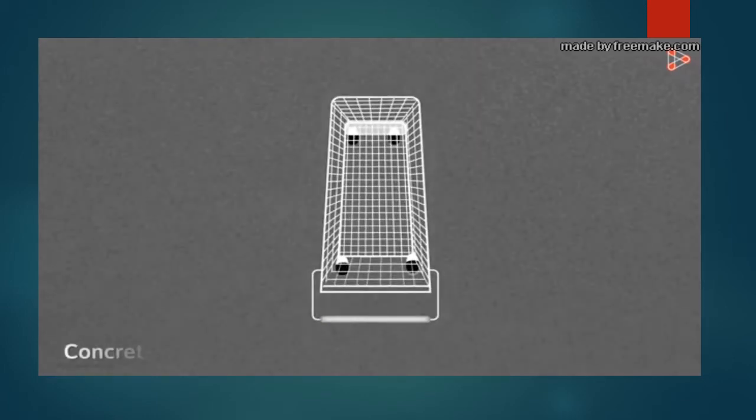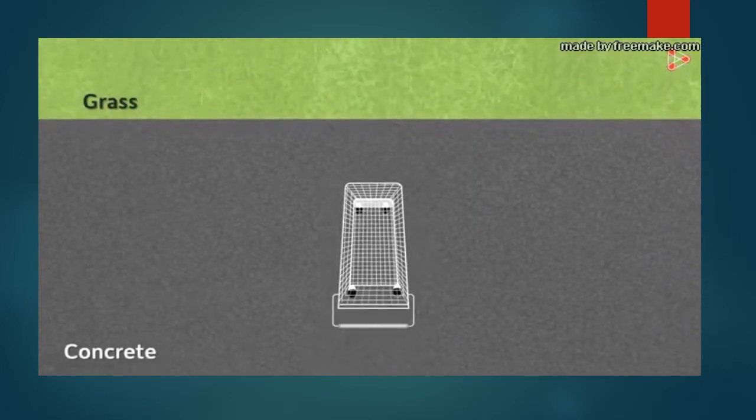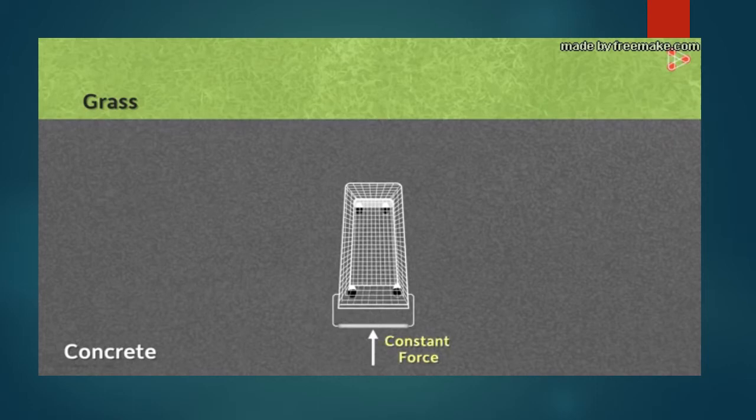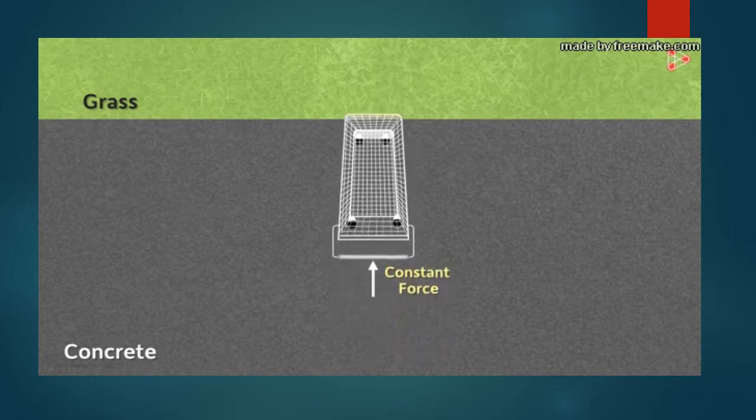Here's a shopping cart which has rotating wheels. Say I want to move this shopping cart from the road to the grass. Obviously, I will push it or apply a force on it. Assume that I will apply a constant force throughout its journey. Let us see what happens when I start to move from concrete road to the grass.